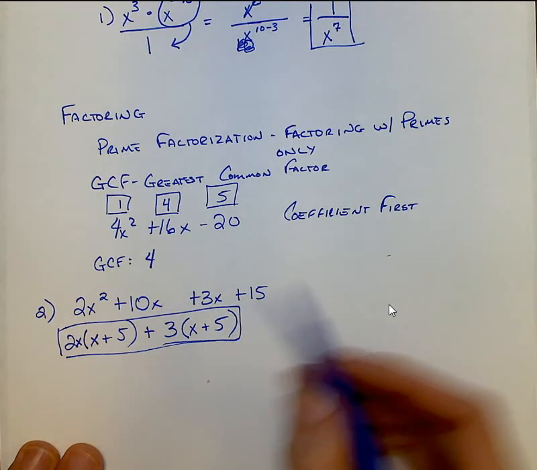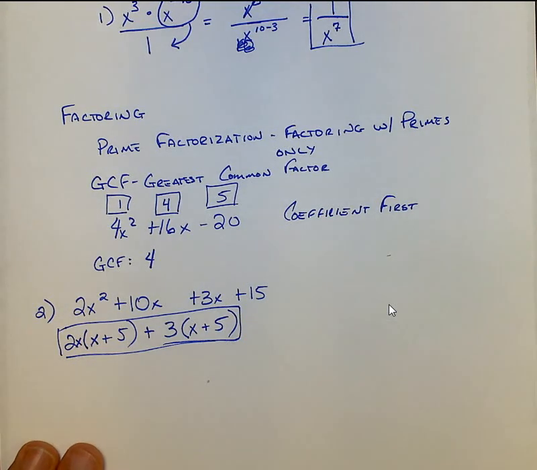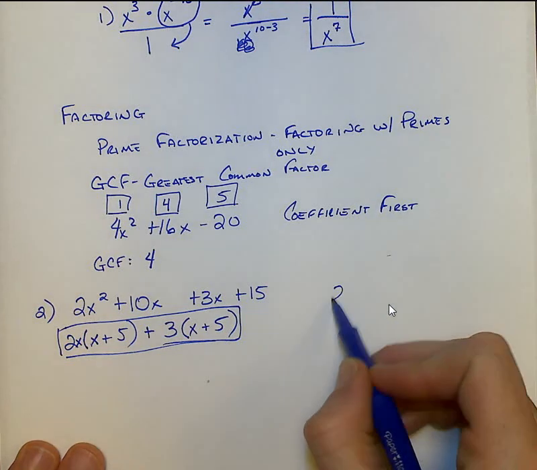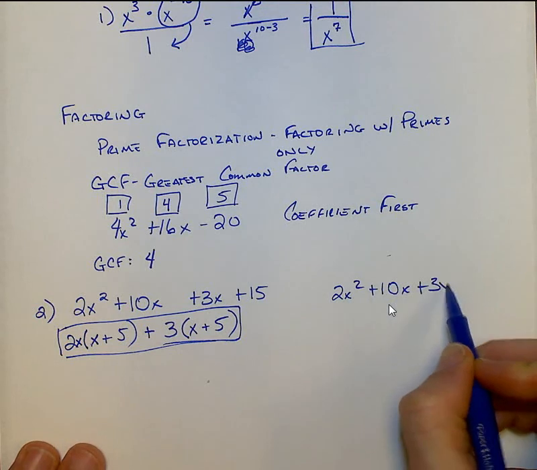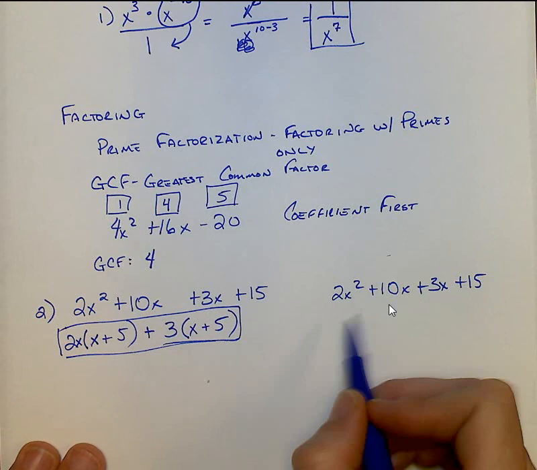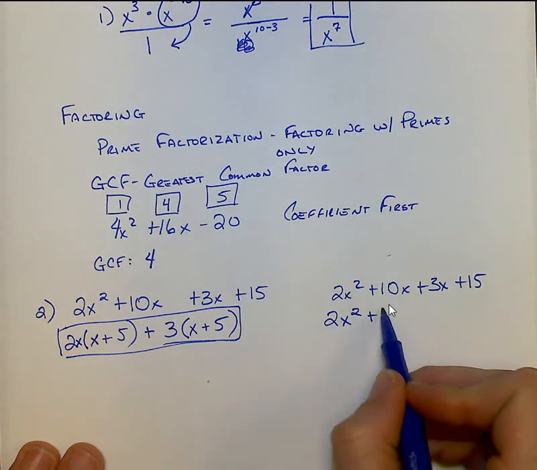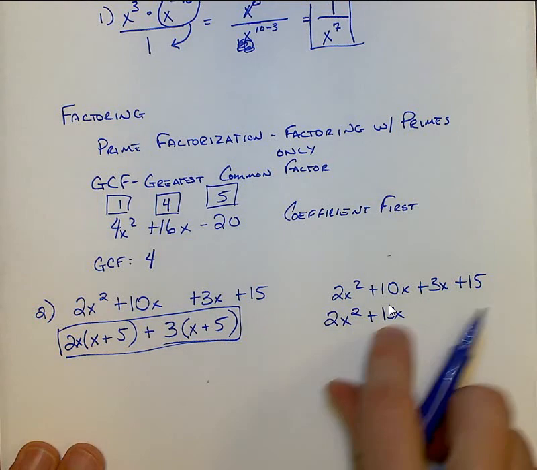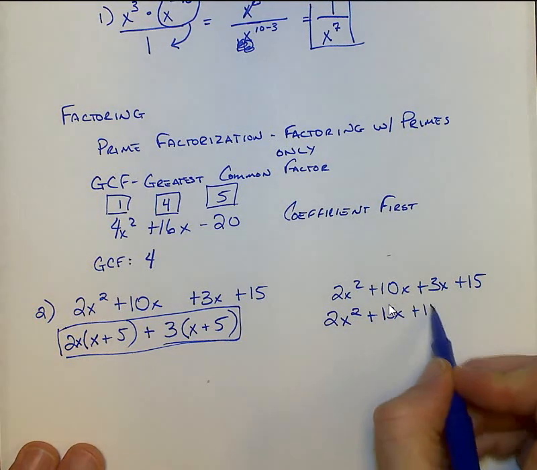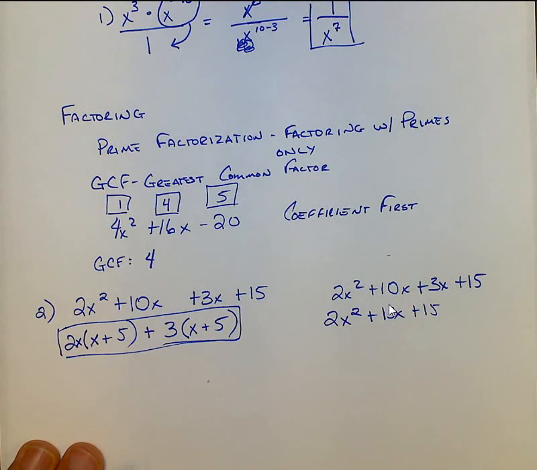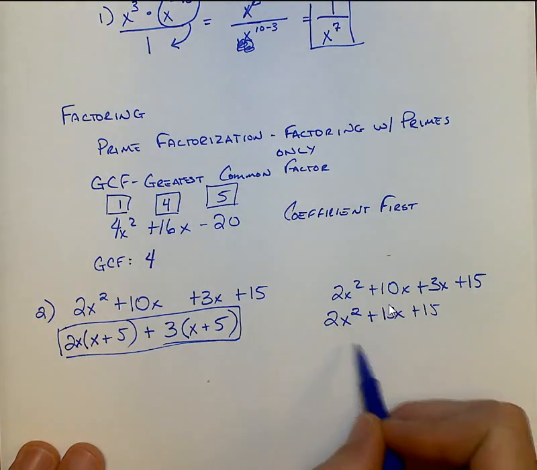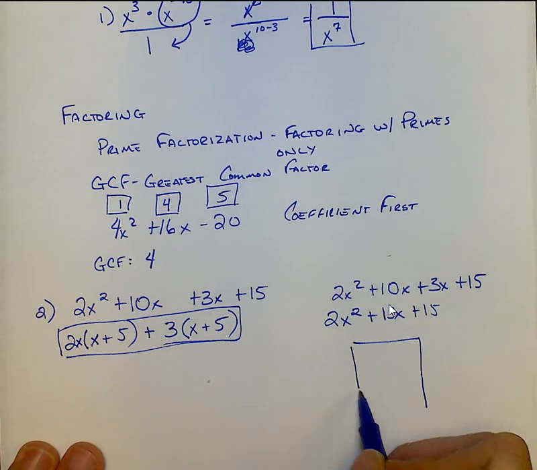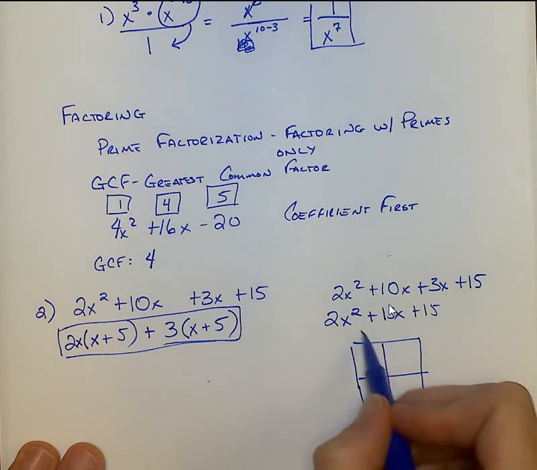But if we go back to our original problem, it was 2x squared plus 10x plus 3x plus 15. I can put these two together. So I would end up with 2x squared plus 13x, since they are both x's, I can combine those since they are like terms, plus 15. As it turns out, I know that I can pull out an x plus 5 from both of these. So let's go back to our box that we talked about all day today. And I know that an x plus 5 is going to be pulled out.